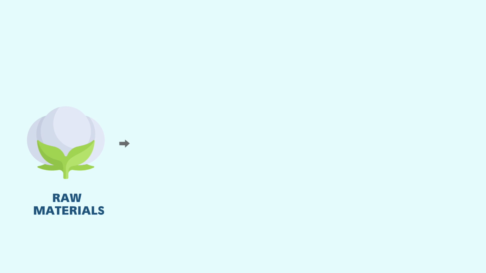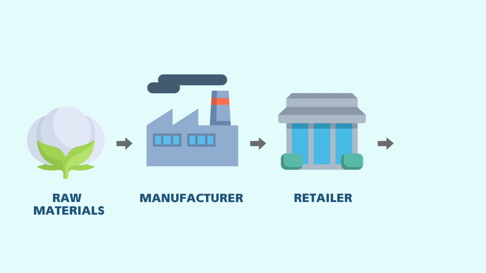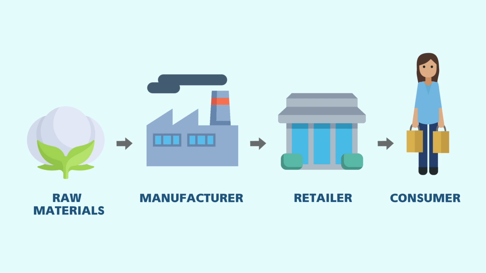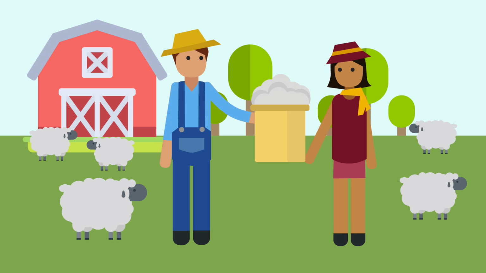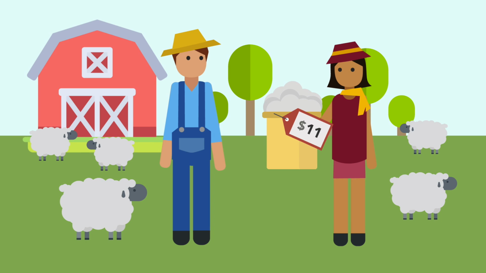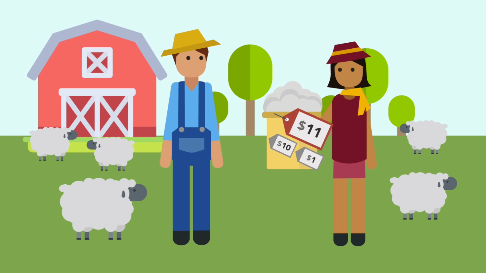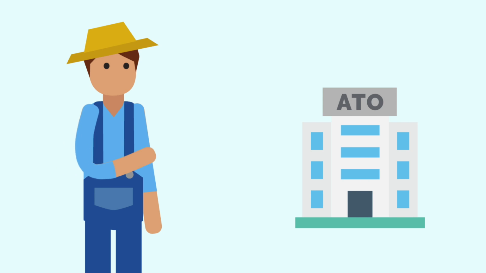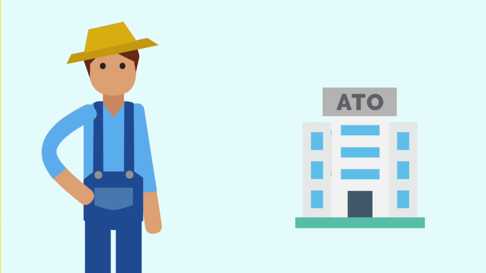Now, let's work through a more thorough example that will show you how GST operates at each stage of the supply chain. For this example, we will be assuming that all businesses are registered for GST and they are all based in Australia. We will start with a local wool farmer, Farmer McDonald, who sells wool to a clothing manufacturer, Tyra, for $11. This represents $10 plus $1 GST. Farmer McDonald has collected $1 of GST and will need to pay this to the ATO.